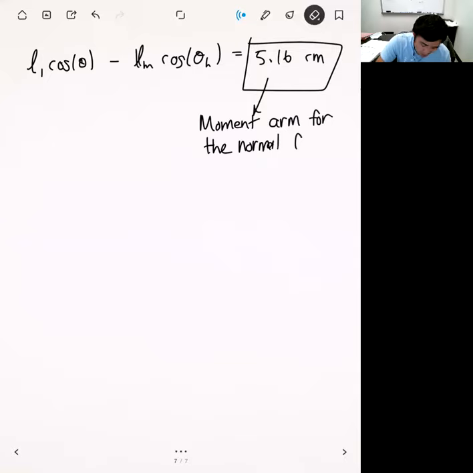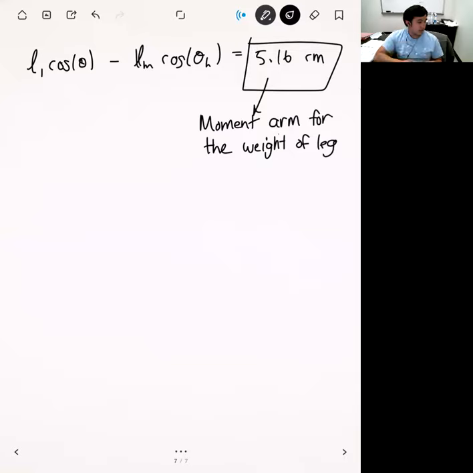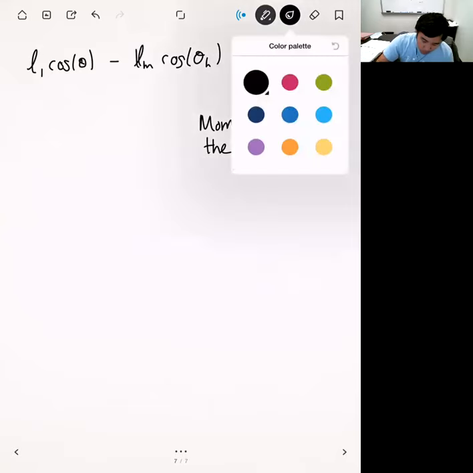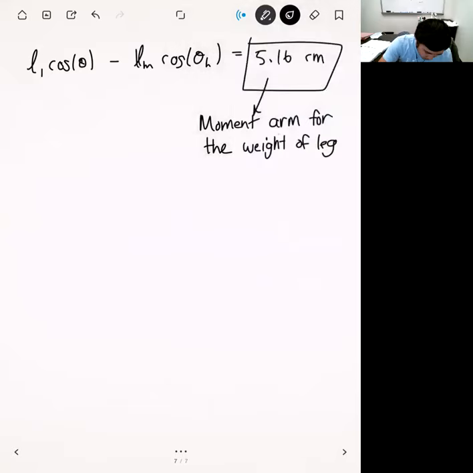Or not, sorry, not the moment force. The weight of the leg. Oh man, I need to get sleep. Okay, and so by that same token, we can use the same logic to find the moment arm for the normal force. Except for the normal force, we have the full leg that we're taking into account.